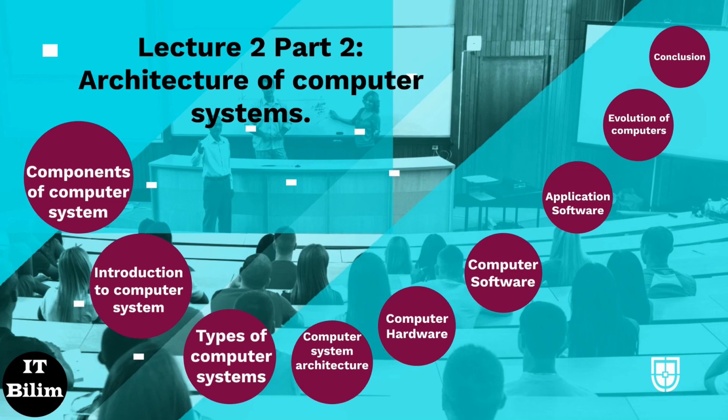Components of computer system. Introduction to computer system. Types of computer systems. Computer system architecture. Computer hardware. Computer software. Application software. Evolution of computers. Conclusion.